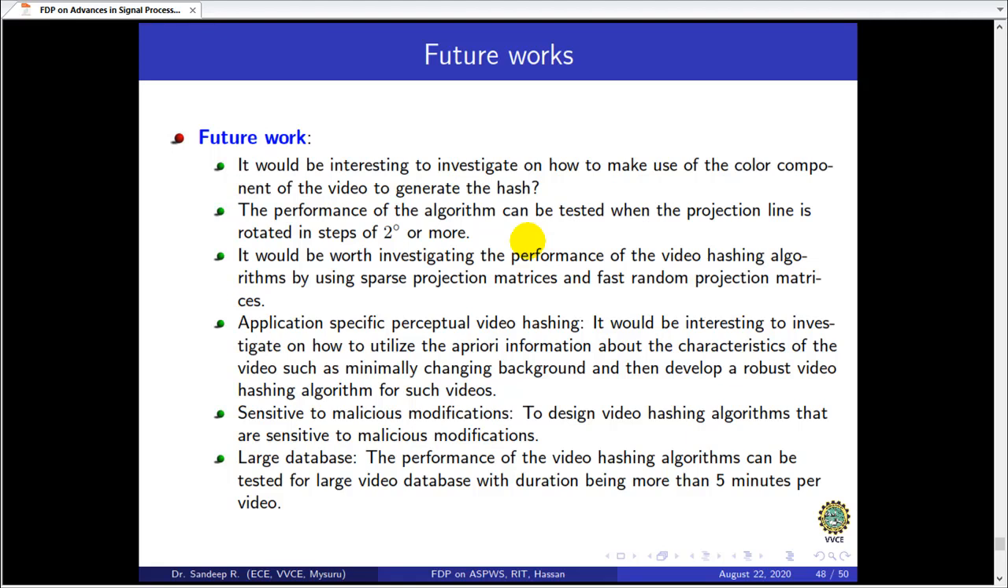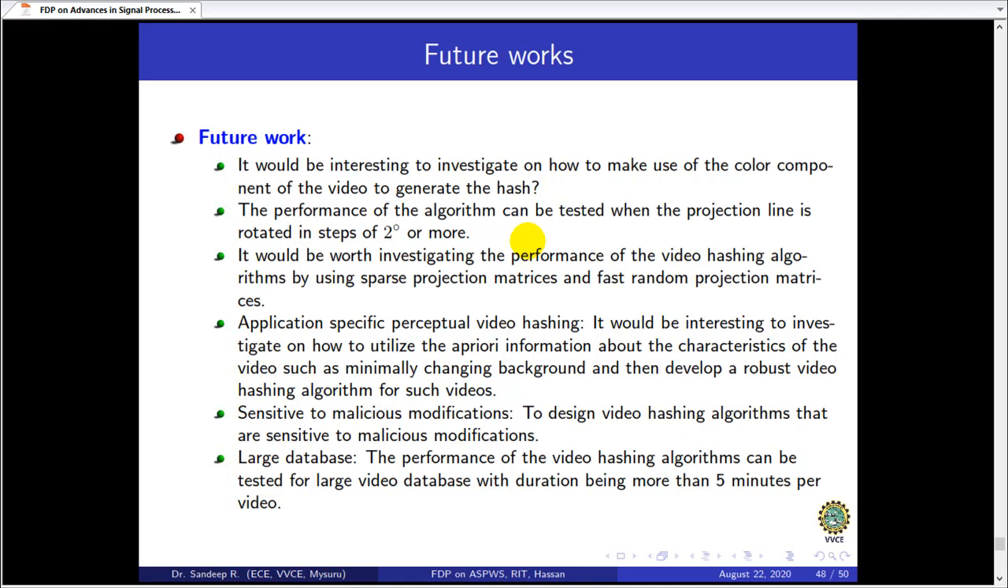Okay, so whatever algorithms we worked on were not good for the content modification attack or malicious attack. So there is still scope for proposing video hashing algorithms for identifying malicious attacks, for detecting them and then saying what malicious attack was performed.